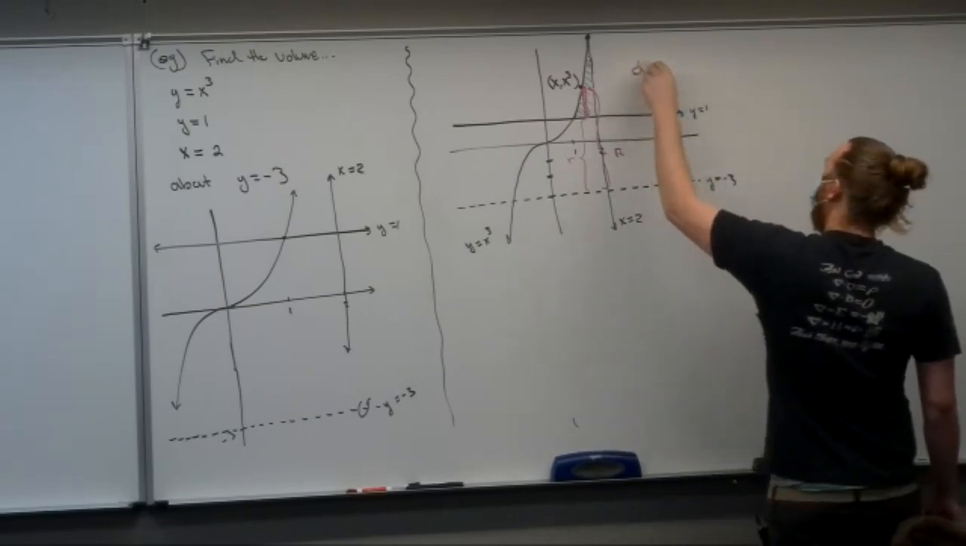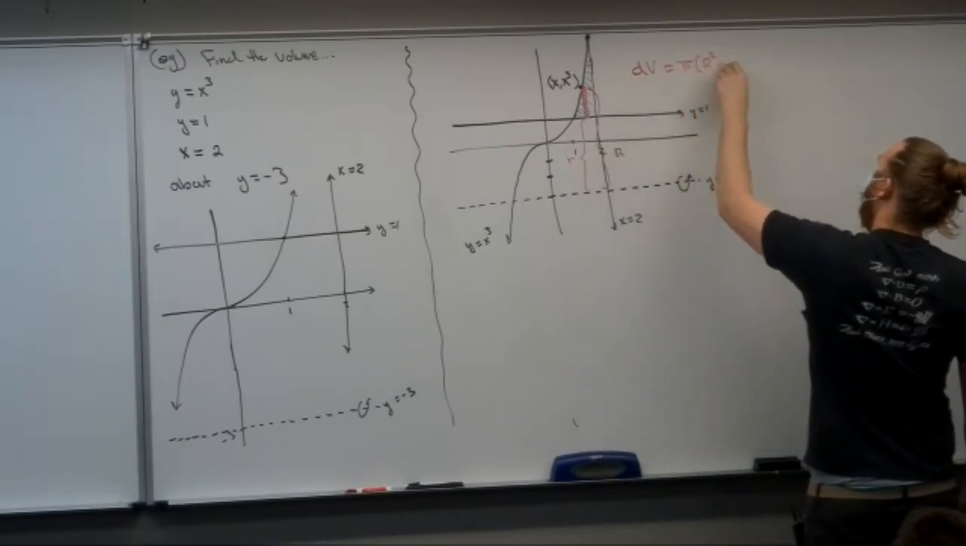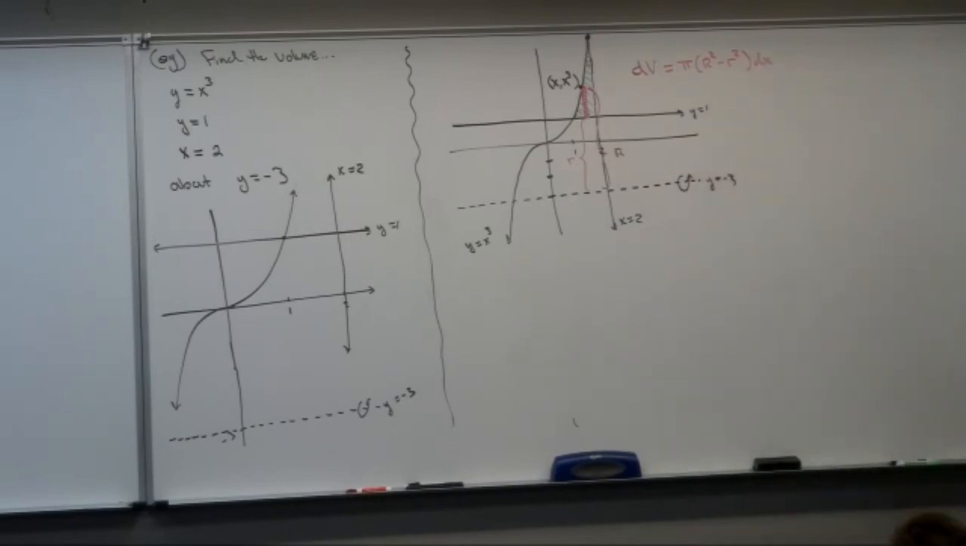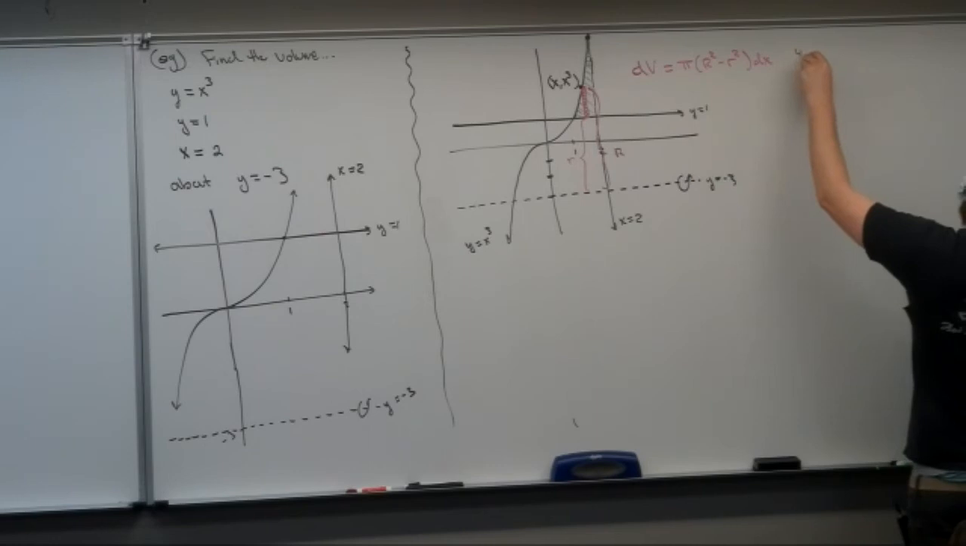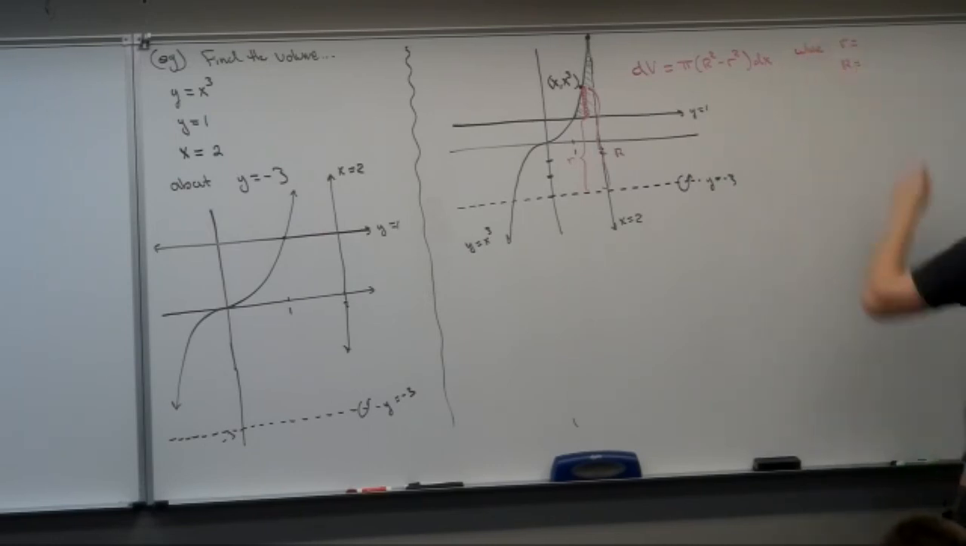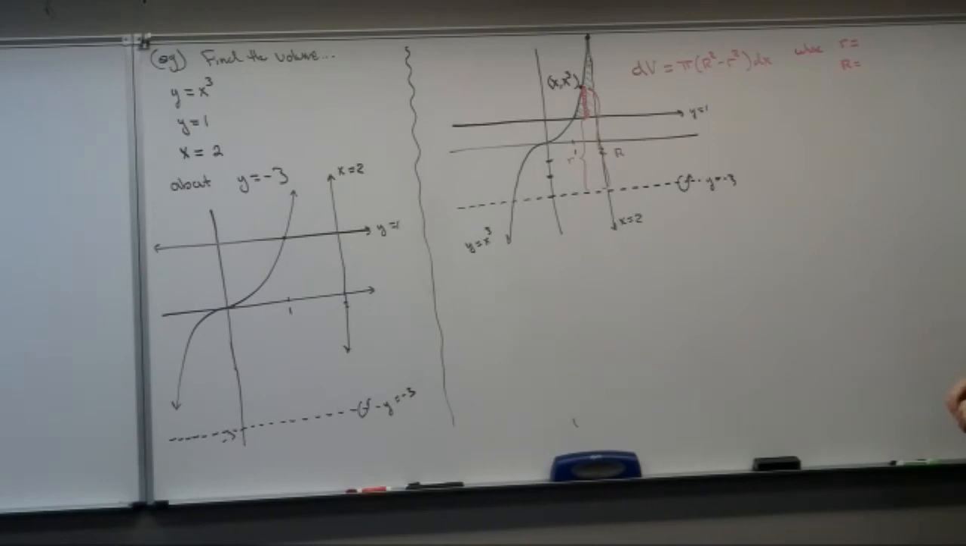dv is pi times big radius squared minus little radius squared dx. So what is the big radius and what is the little radius? That's the question. Let's do the little radius first. Anybody help me with this little r? Yeah, it's 4, right?